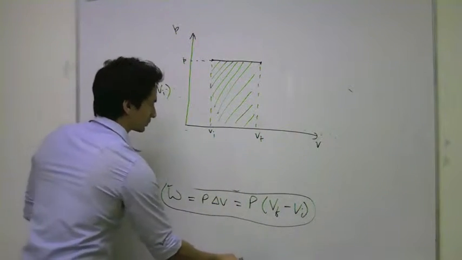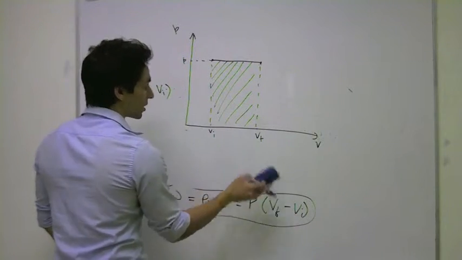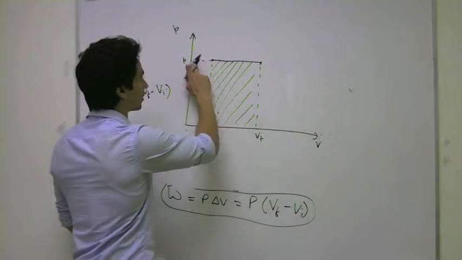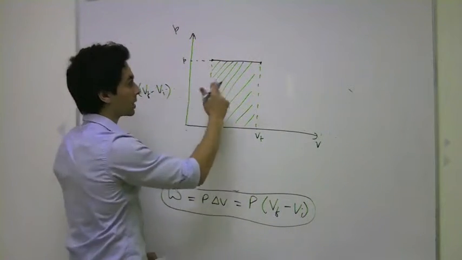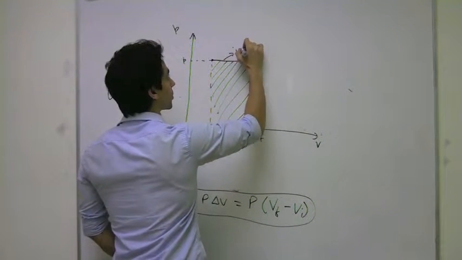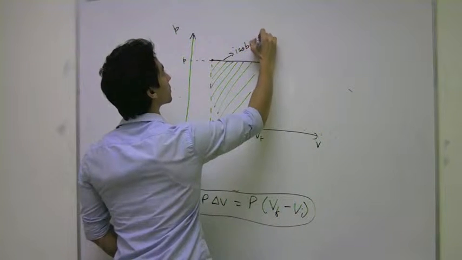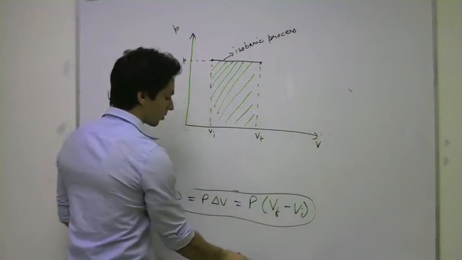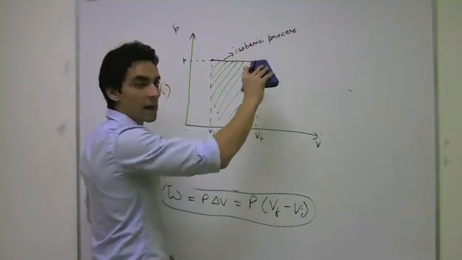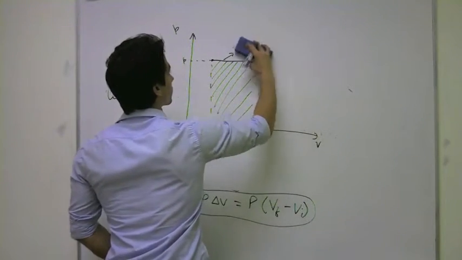Now, this kind of a process where the pressure is constant is called an isobaric process. Okay, now we'll get back to isobaric processes in a while.